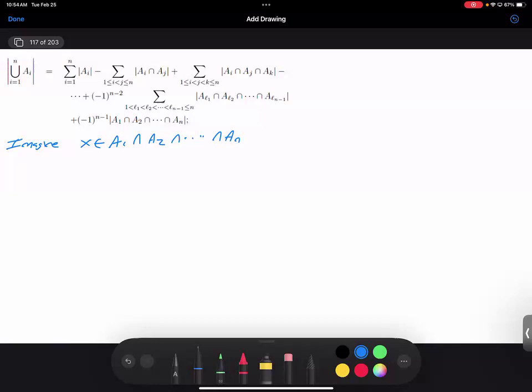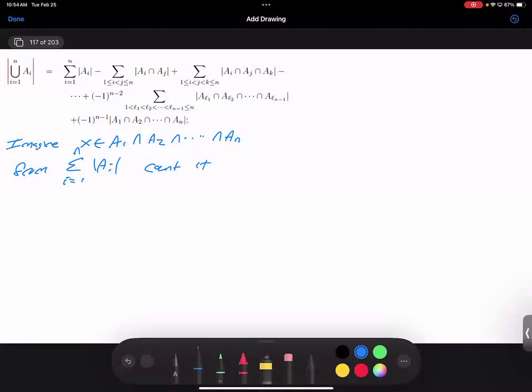Well, if it's not in some of the sets, just don't draw those sets. If it's not in A5, then anything that has an intersect with A5 is just going to be empty. And so you can just drop that. So it's enough to assume that my element x is in everything. Because if it's in nothing, then it's just not counted. Is everybody comfortable with that? So let's imagine x is in the intersection. That means it's in everything. So from the first one, from the sum i equals 1 to n of A_i, we count it how many times?